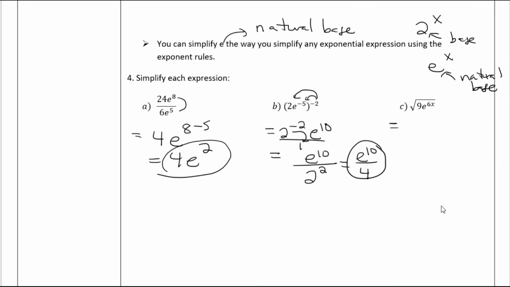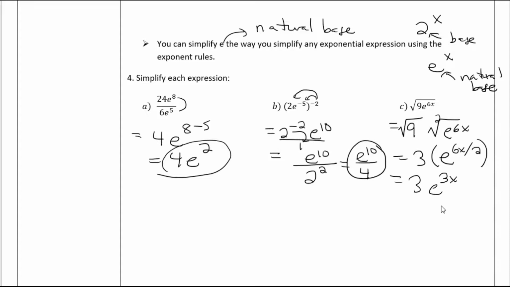All right, so for this, remember, we can split this up into the square root of 9 and the square root of e to the 6x. The square root of 9 is 3. Remember the whole power over root thing? So we have to do e to the power over index. The index is an invisible 2 there. So we got 3 e to the 6 divided by 2, which is 3. So you get 3x.